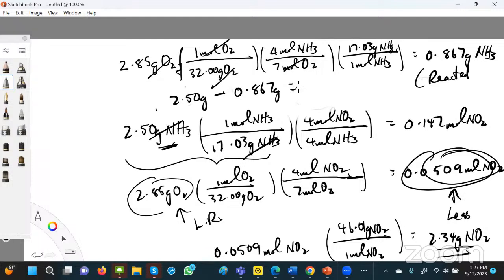So according to my calculations, this works out to be equal to 1.63 grams. And that's it. All right? Any questions?